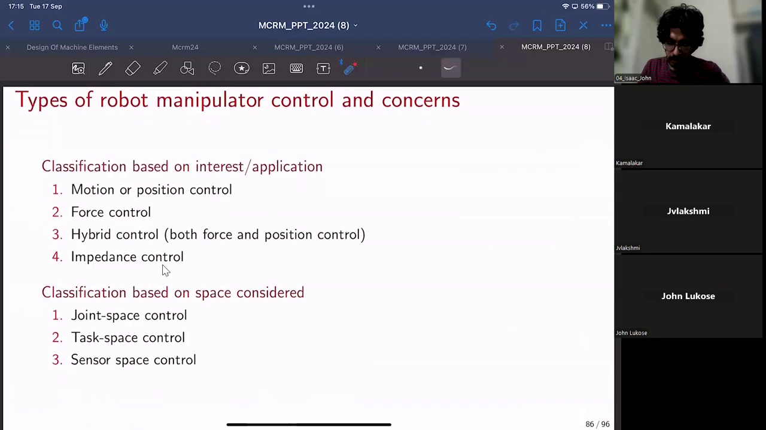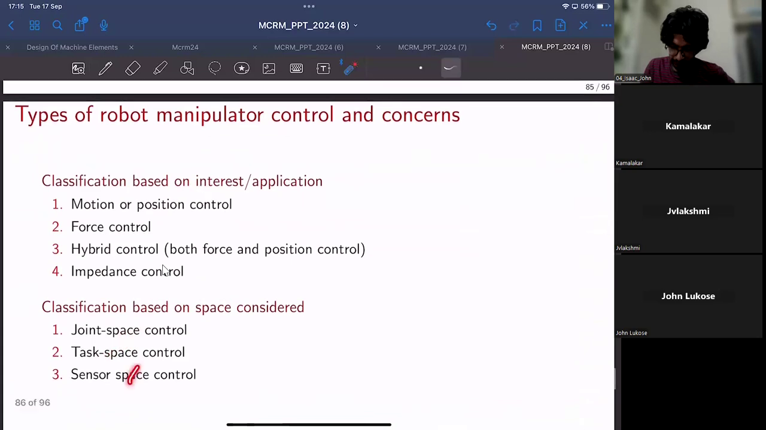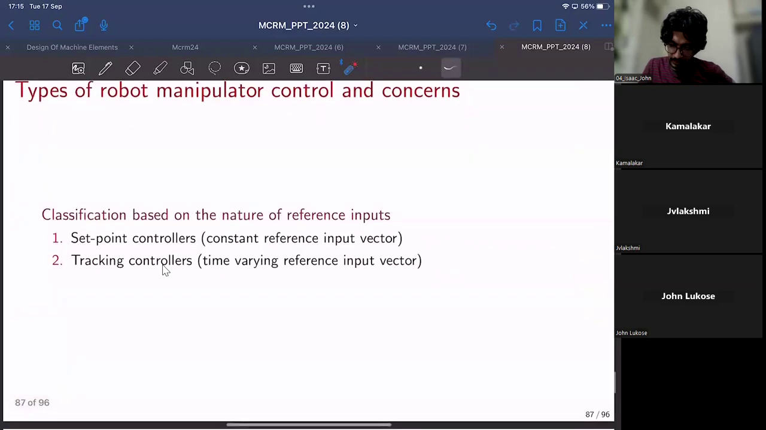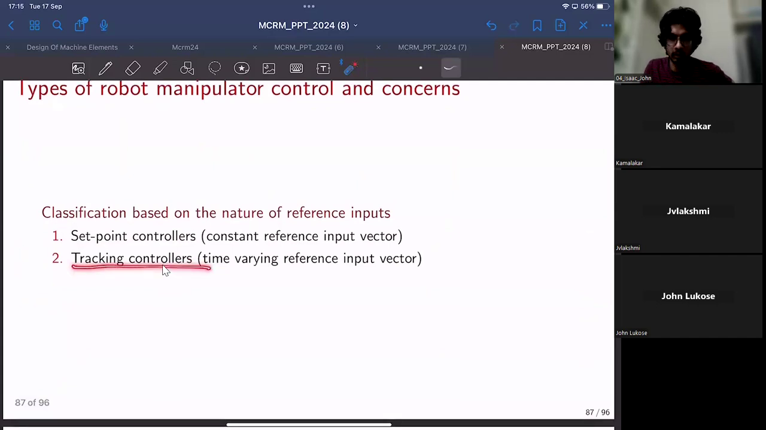Then there are also a few discussions on further classification, on the kind of application that we are using these controllers, the classification on the space concerned, whether we are controlling in joint space, in task space, or in sensor space. That is also another classification. Then another classification: whether the reference input is constant, not time varying, we call them set point controllers. If it is time varying, we call them tracking controllers. We mostly deal with tracking controllers in robotics.